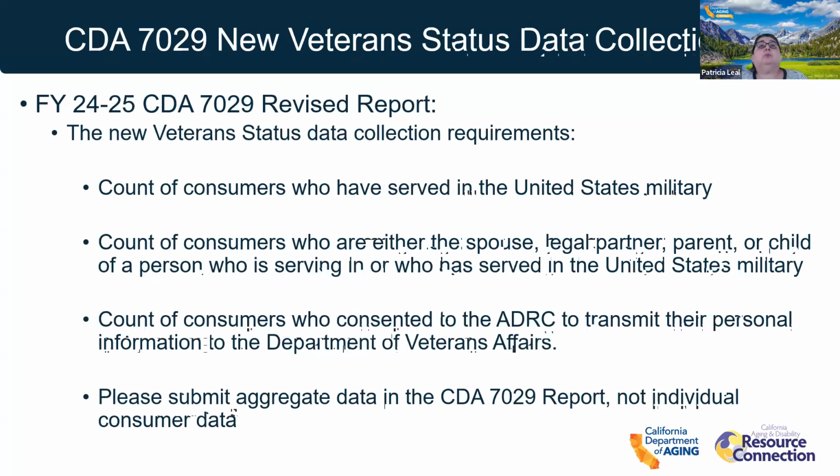For the fiscal year 24-25, the CDA 7029 will have that collection of that data. And it is for all 4 partners, AAAs, ILCs, any other core partner, and extended partner. The veterans' personal information that was sent with consent to share should be sent in a separate Excel spreadsheet that could then be directly sent to the Department of Veterans Affairs. Further details will be in the instructions.